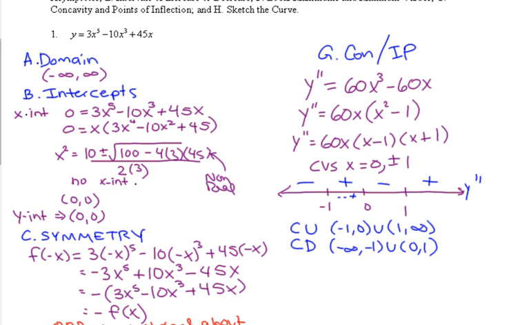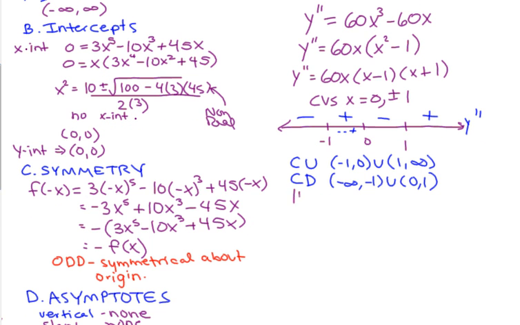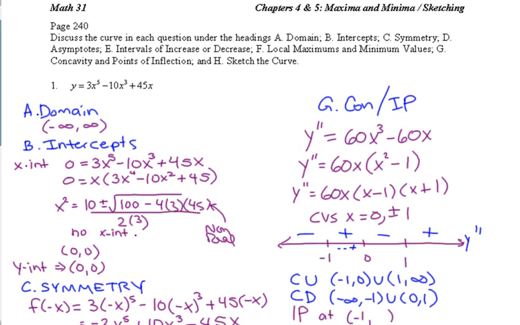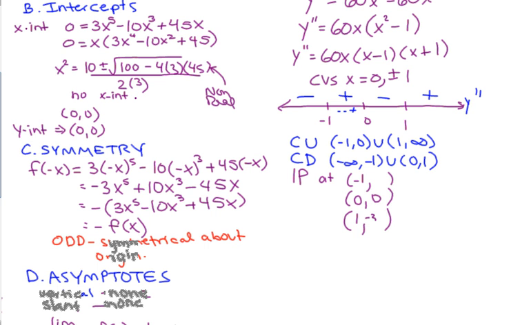And then we have to state the points of inflection. So inflection points, there's three of them, right? Negative 1 comma something, 0 comma something, 1 comma something. Well, we know 0 is comma what? 0. Let's plug in 1 first, positive 1. So positive 1, 3 minus 10 plus 45 is... 38? So positive 38. So this one would have to be negative 38 because it's symmetrical about the origin.